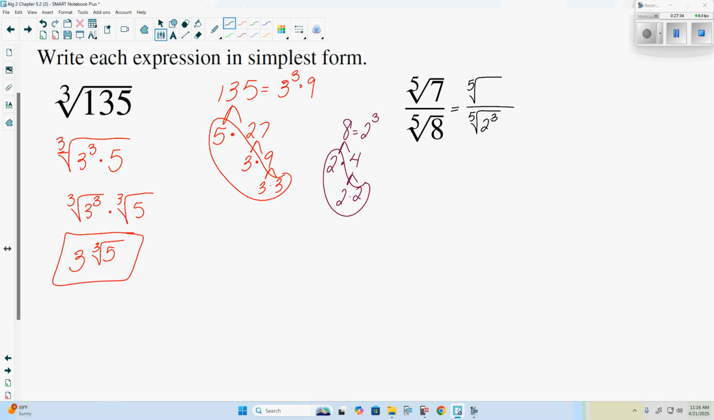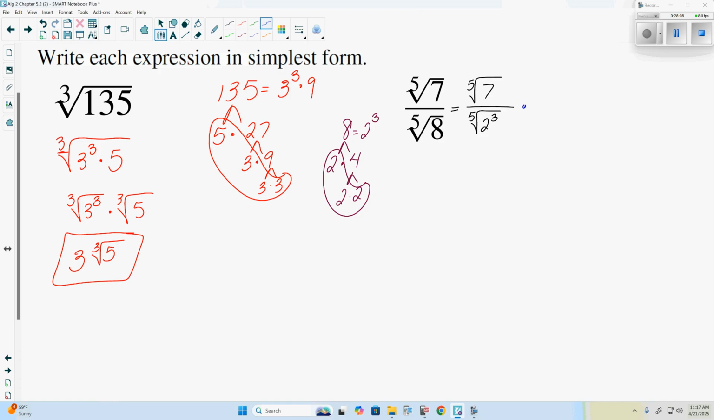We can't simplify the 5th root of 2 to the third, because we do not have enough factors of 2. How many factors of 2 would we need for that to simplify? We would need 5, because the 5th root of 2 to the 5th would simplify out completely. We need a 5th power, or multiple of 5. On top, we just still have the 5th root of 7, because 7 is a prime number. We can't simplify it any further than that.